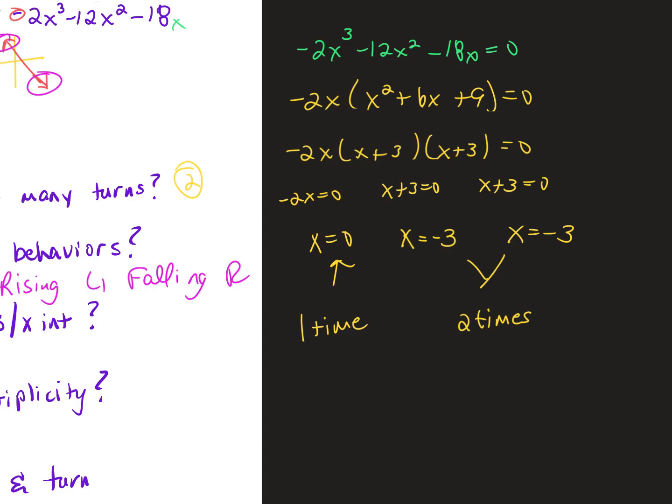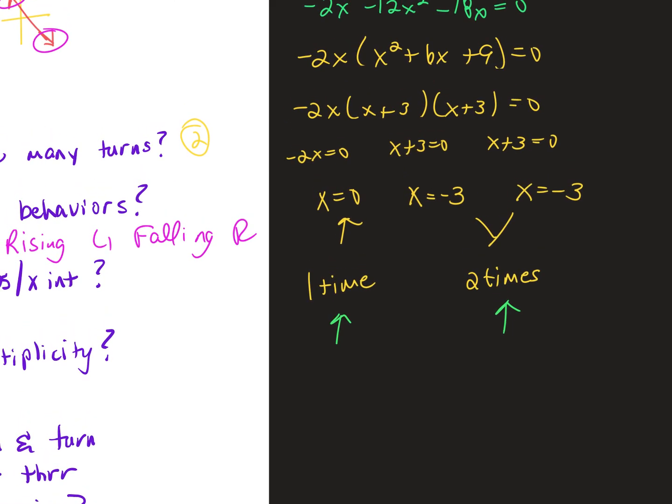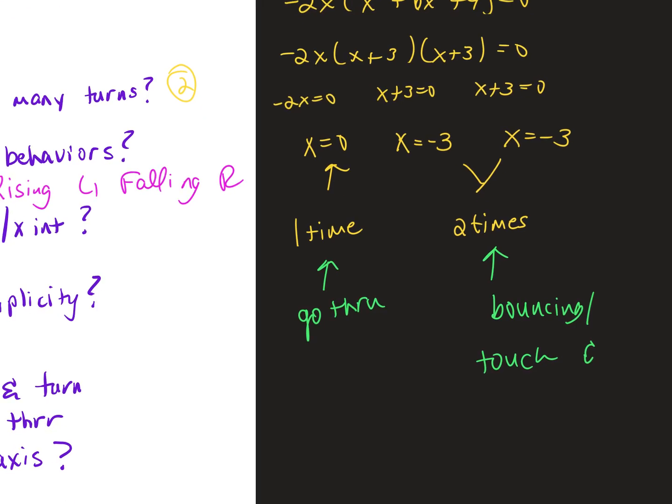So then what's going to happen at the x-axis here and what's going to happen there? At x equals 0, it's going through. And at x equals -3, it's what? Bouncing or touching and turning, however you want to say it. And what does that look like? Touch and turn.